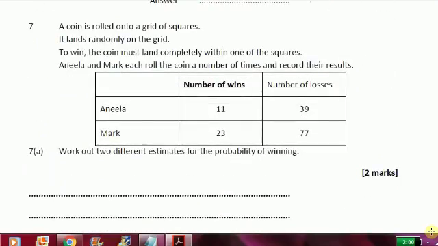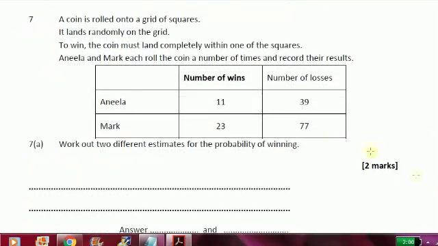Question 7. A coin is rolled onto a grid of squares. It lands randomly on the grid. To win, the coin must land completely within one of the squares. Anila and Mark each roll the coin a number of times and record their results. Anila, 11 wins, 39 losses. Mark, 23, 77. I think I'll add another column called the total.